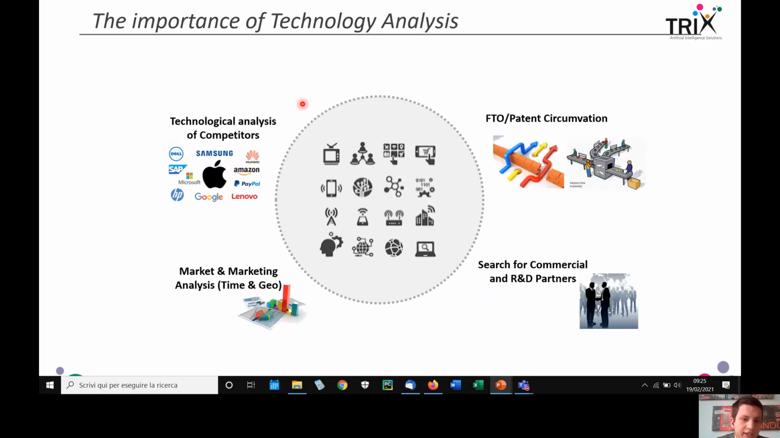Other searches are technological analysis of a competitor or competitors, market analysis, freedom to operate and patent circumvention, a deep freedom to operate based on a technological feature. And I can search for commercial partners based on the same technological feature of my solution.